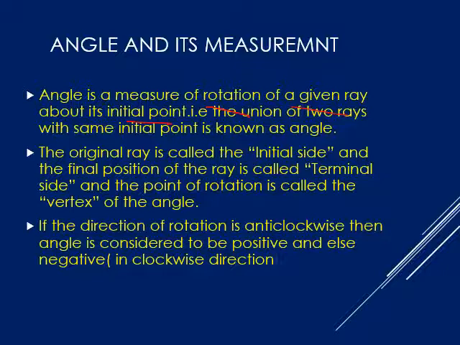Like this. Suppose this is a ray. If it is rotating like this, or if it is rotating like this, you are getting a new angle. So this is the initial side and this is the terminal side. The original ray is called the initial side and the final position of the ray is called the terminal side. And the point of rotation is called the vertex of the angle.